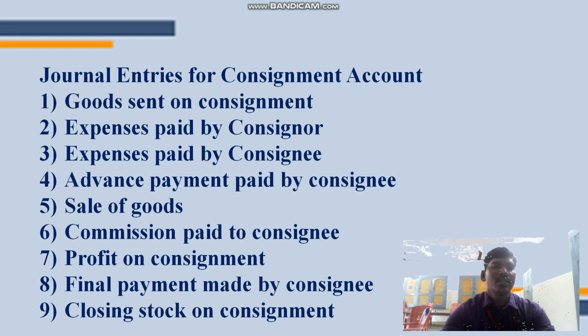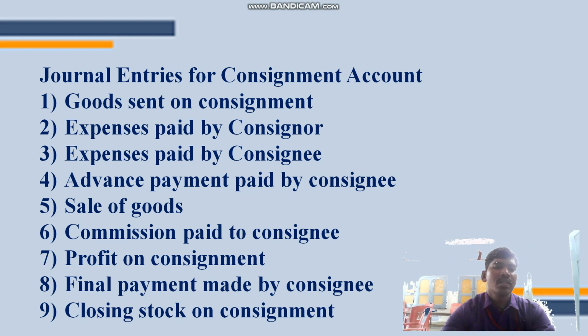And the next transaction is profit on consignment. As certain transactions take place in the consignment, this is the result on the consignment account, namely the profit earned during the consignment. Then, final payment made by the consignee.